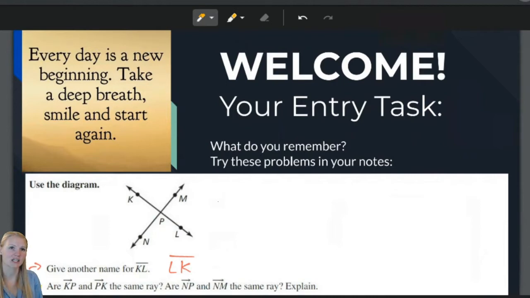Are KP and PK the same ray? Okay, I need to draw. So the first thing I'm going to do is I'm going to find these rays on my diagram. So KP is this ray. It starts at K and it points away from it. And actually I'm going to do PK in a different color so we can see. So now I'll do ray PK that starts here and it points towards K forever in that direction. So are these the same ray? Is the yellow ray the same as the green ray?